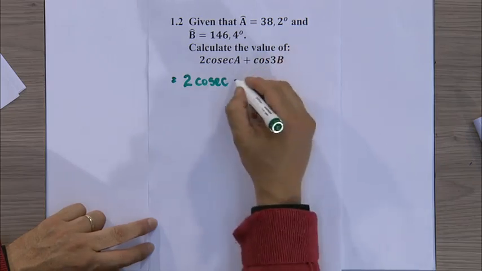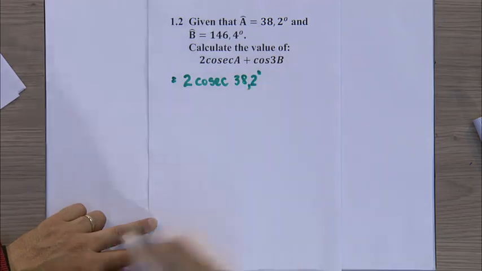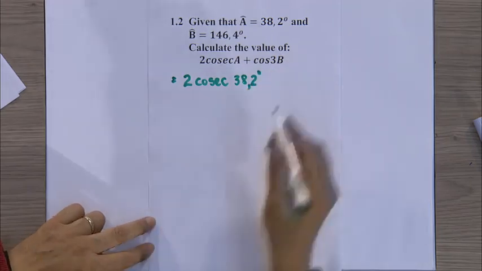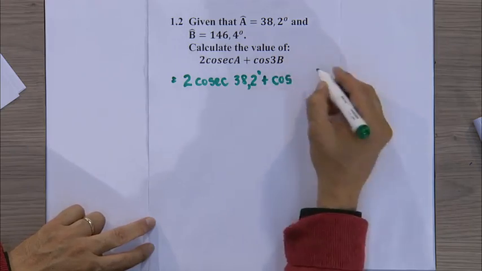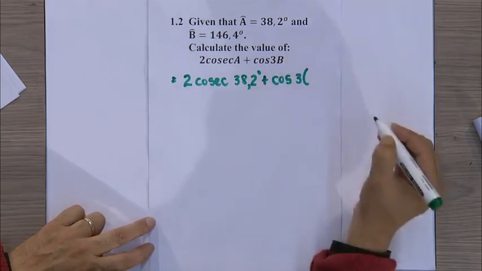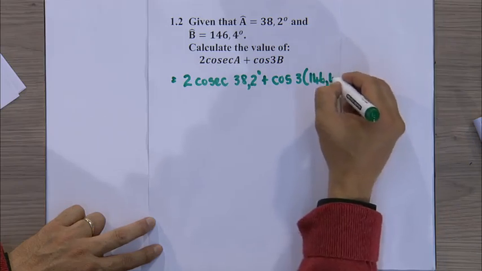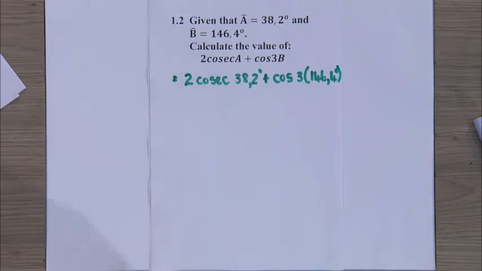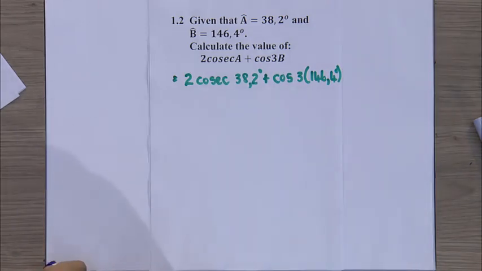What is A? A is 38,2 degrees, right? Then we have plus cos 3, and what is B? B is 146,4 degrees. Now, please, learners, please be careful when you have to use your calculator, right?